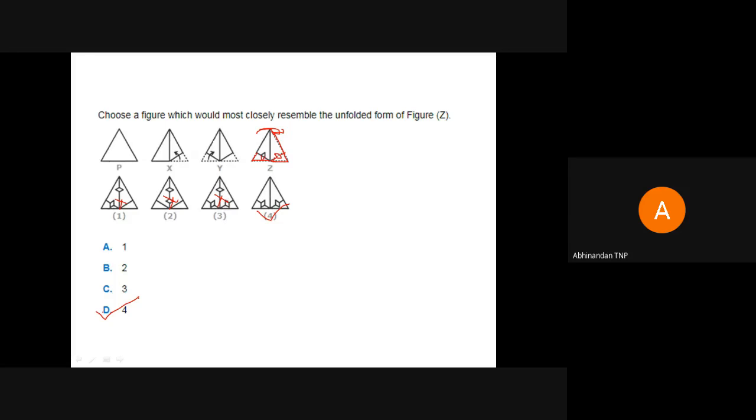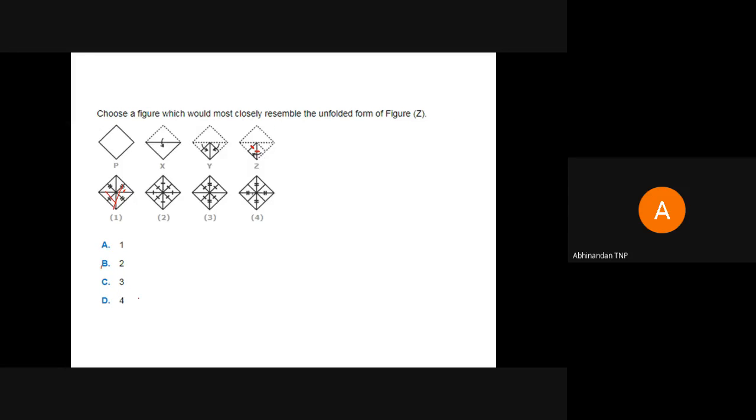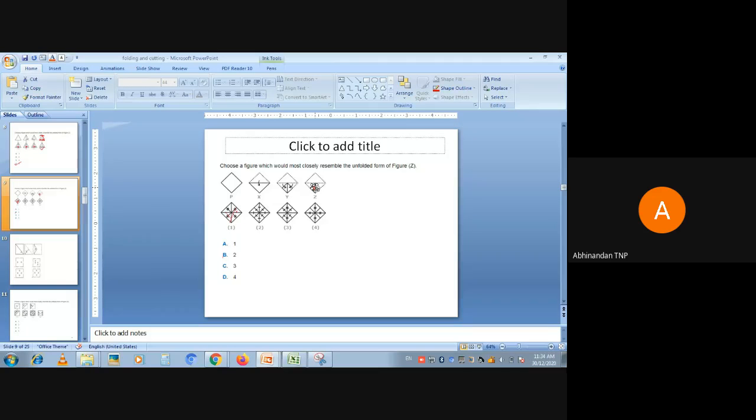Okay. Go for next. Now this is one of the simplest questions. You can find out the answer very easily. Applying the logic, you can find out the answer. You just have to apply the logic. How do you apply the logic? It is very important.